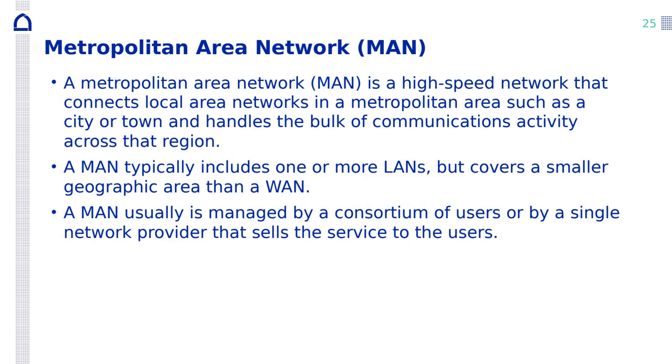طيب, metropolitan area, it is something between the LAN and WAN. Metropolitan يعني a high speed network that connects local area networks in a metropolitan area, like a city, part of the city, downtown, uptown, connecting them at very high speed. It's not LAN, it is between LAN and WAN. We call it metropolitan. It's more expensive than LAN. So it will have more than one LAN, but smaller than a WAN. And it is managed by a consortium of users or by a single network provider. And you have to pay money for the subscription.